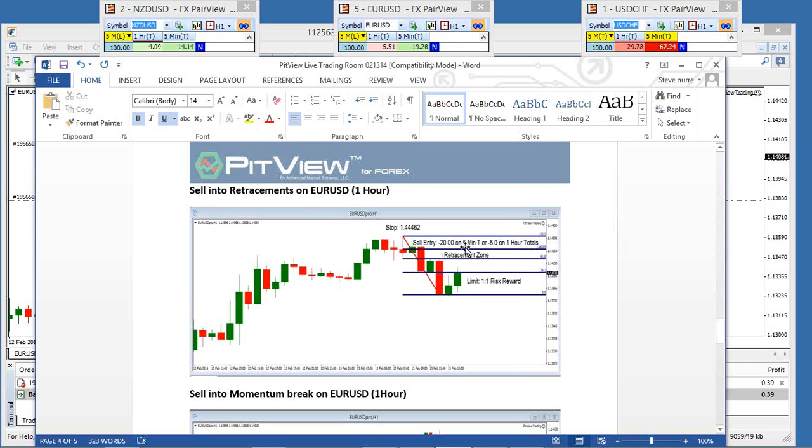Our sell entry was whatever came first. We were looking to either get in when it went -20 on the 5-minute totals, or a -5 on the 1-hour totals, which did occur. You can see that the euro dollar is still a -5 here. So it's still giving a nice little sell when it comes to our swing trading opportunities.